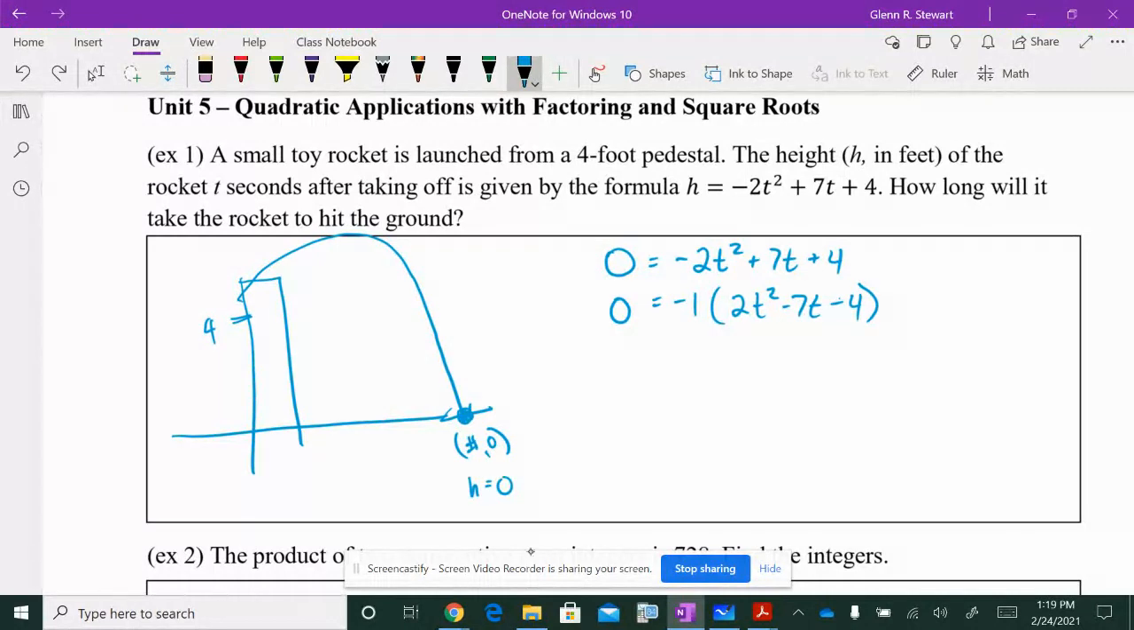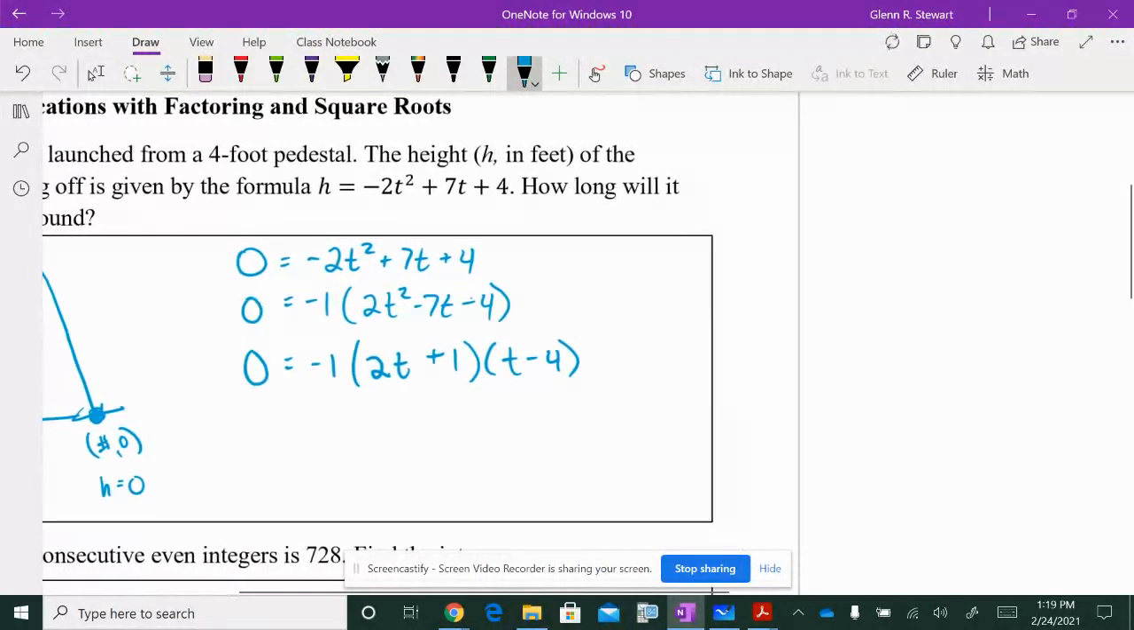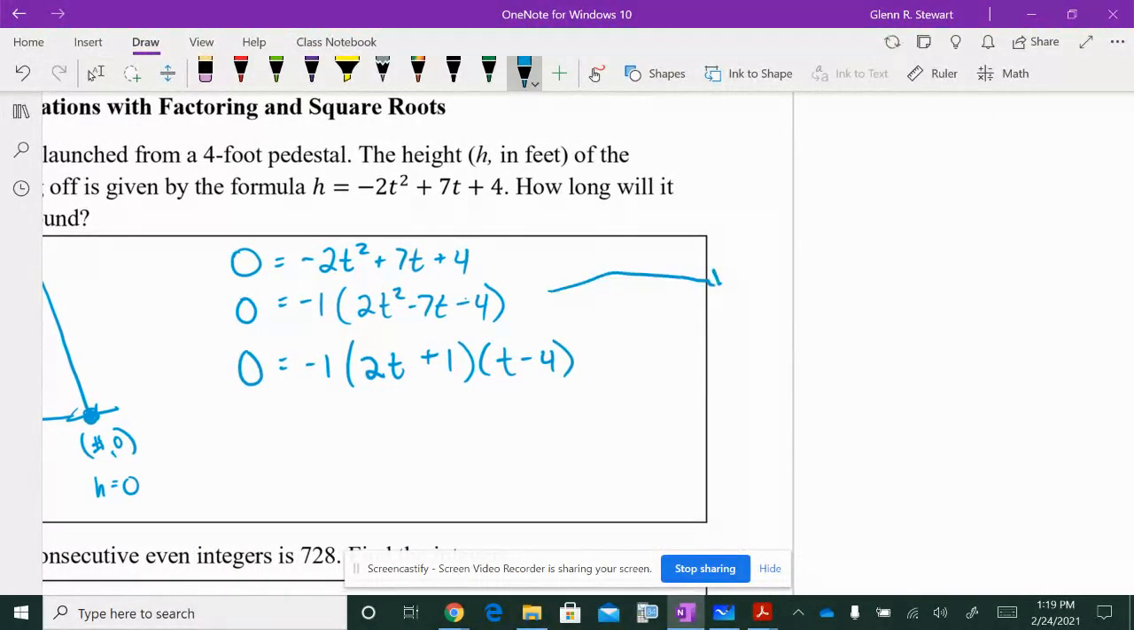Those of you that were able to figure it out, we end up with 2t plus 1 and t minus 4. If you want to kind of know the steps around this, remember we take 2t squared, there's 2 blanks here, minus 4. This is one way to do it. So what are some numbers that could multiply to give us negative 8 and add to give us negative 7?